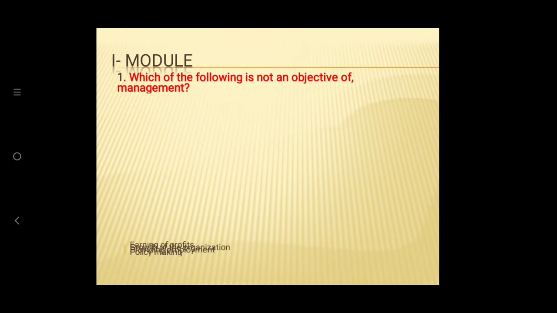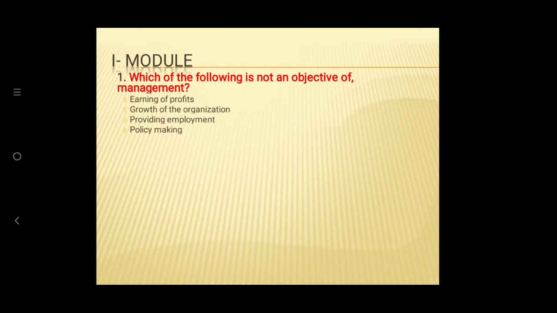The first chapter or module, nature and significance of management. Here the first multiple choice question is, which of the following is not an objective of management? Listen to me properly. Which of the following is not an objective of management? Option A, earning of profits. Option B, growth of the organization. Option C, providing employment. And option D, policy making.